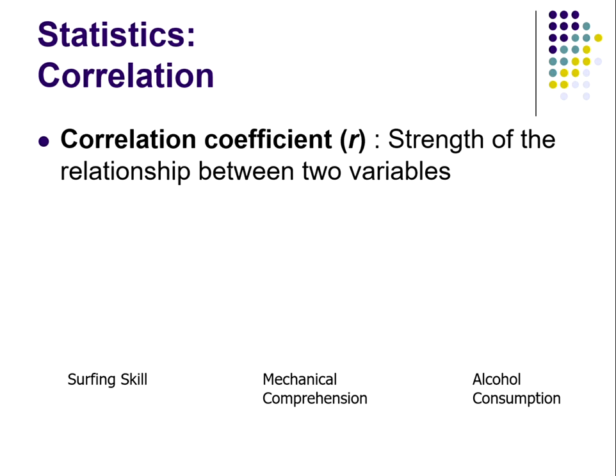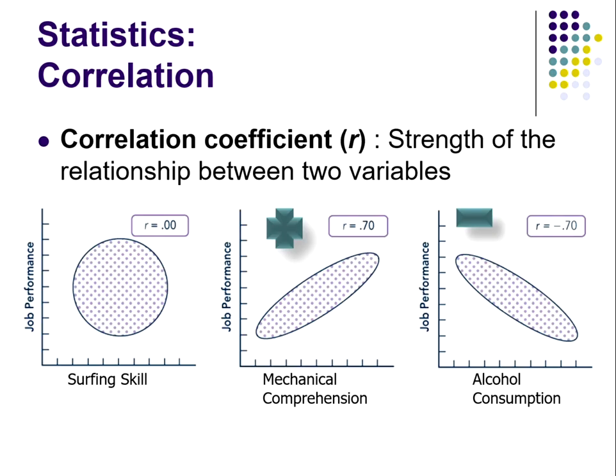computing a correlation coefficient. There are different ways that you can compute correlation coefficients, and they allow you to use different kinds of variables and things like that. They are always represented by a little italicized r, and they represent the strength of the relationship between two variables. So I've got a couple of examples here.